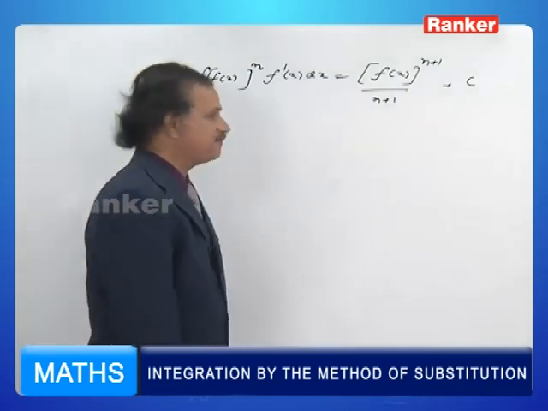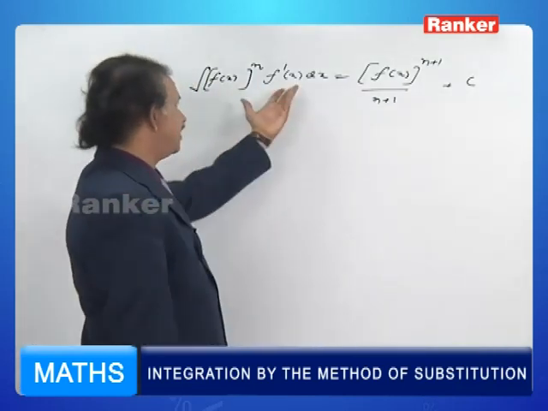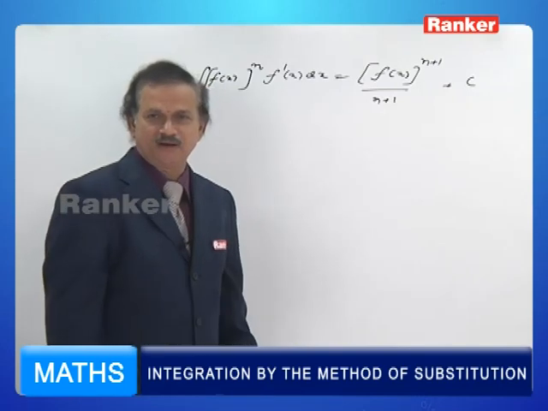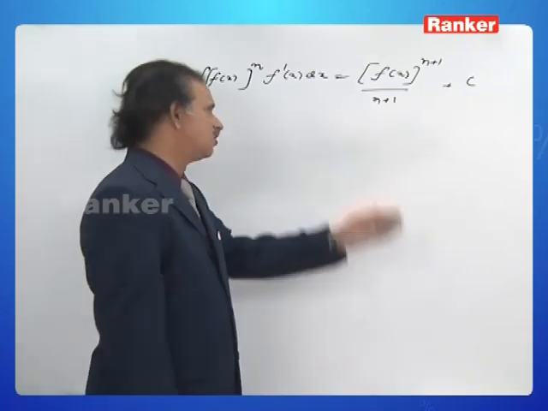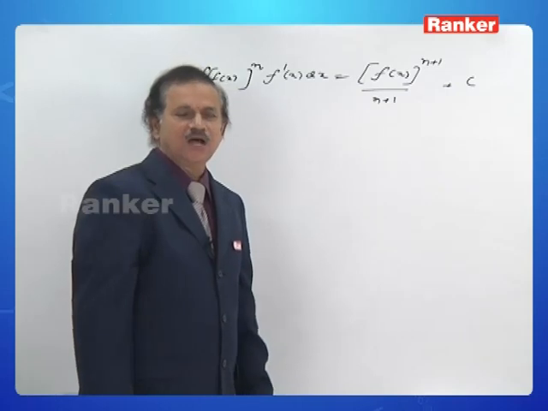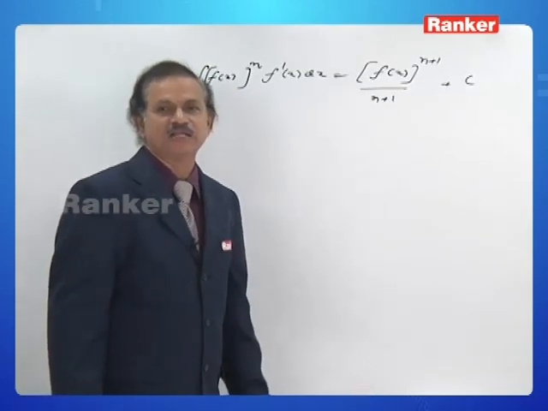If you take f(x) equal to t, then it becomes integral of t^n dt. What is the integral of t^n dt? t^(n+1)/(n+1). That's all. It is appearing like that. And there is a wide range of applications for this formula.